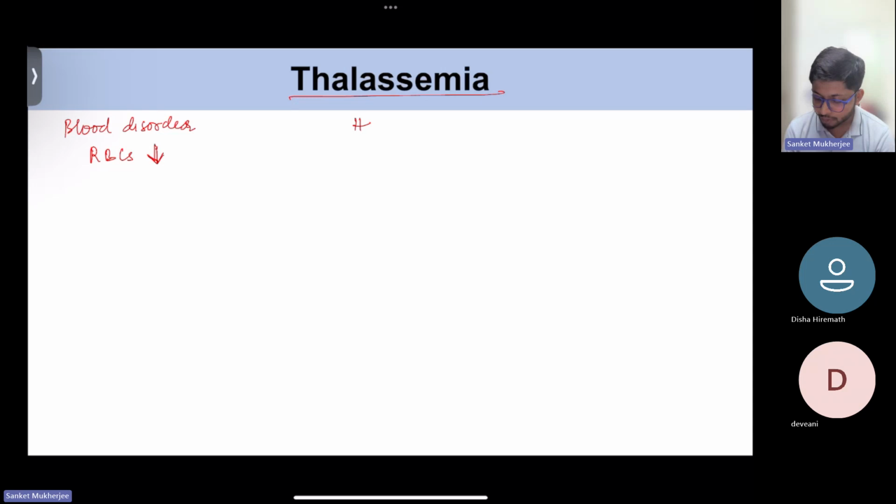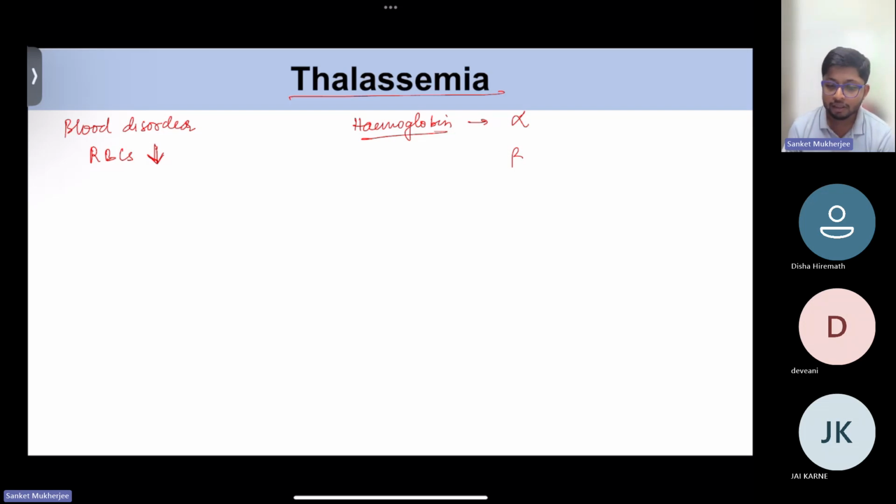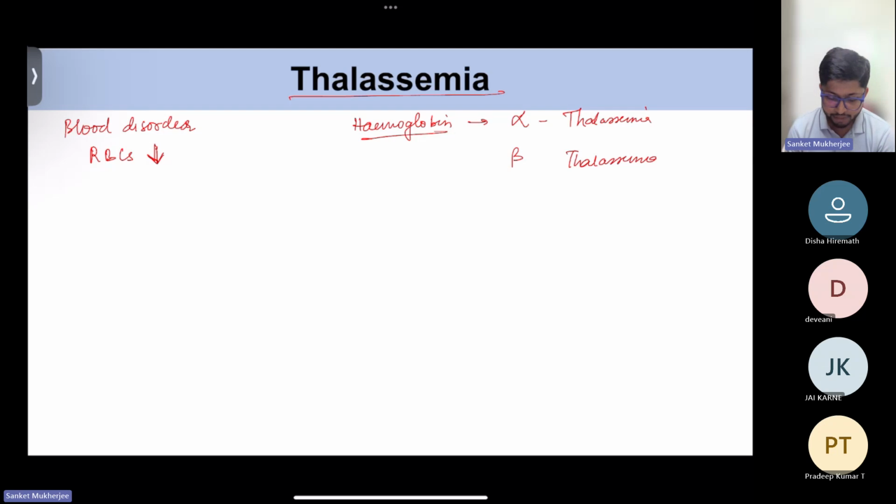Now, we already know that the adult hemoglobin molecule is a heterotetrameric protein. It's made up of two types of monomers, essentially alpha and beta, right? Based on the reduction of either of these two, it's either alpha thalassemia or beta thalassemia, right? It's a hereditary disorder. It is autosomal recessive. And there are defects in hemoglobin production. That is, I think, very clear to everybody by this point.